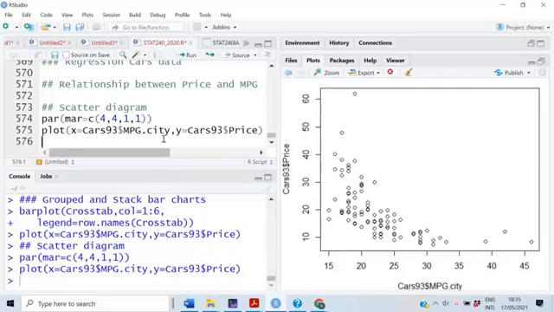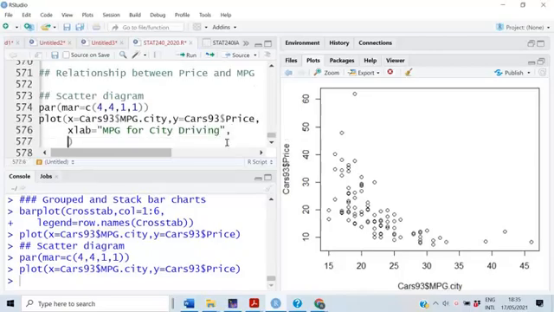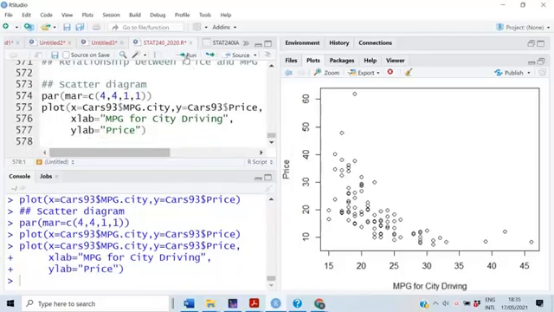Okay, next, what do we want to do? We want to label them correctly. So xlab and ylab, right? xlab is what? MPG for city driving. I think that should be the main label. And then for ylab, we use what? Price, right? Like that. Now it is labeled nicely, right? Or just say MPG.